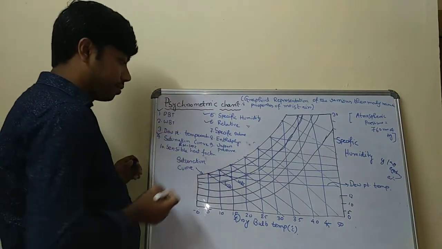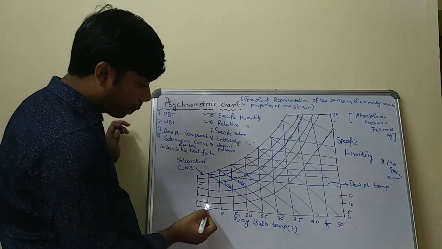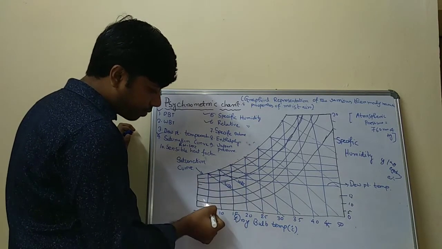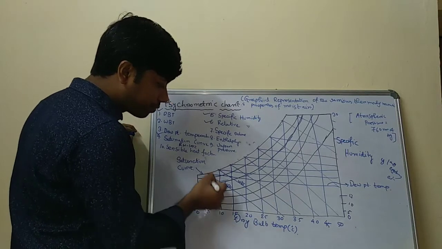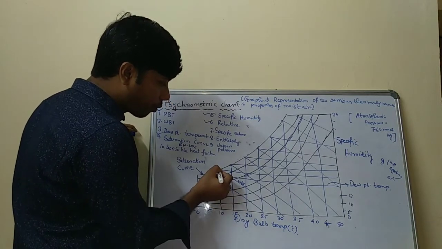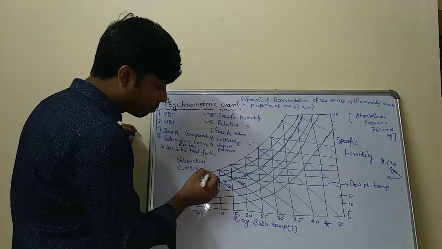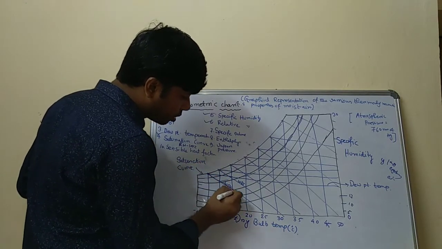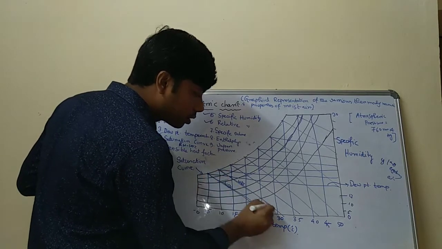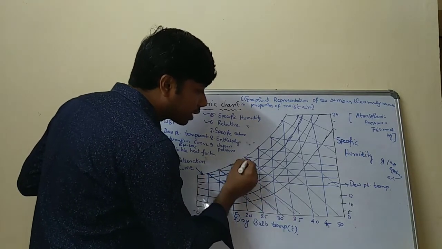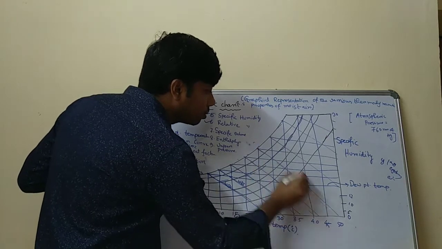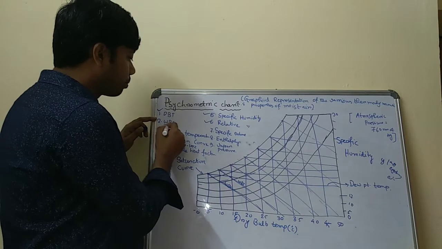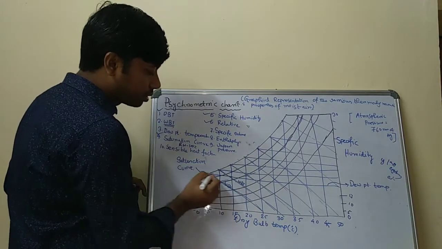Now, what is dry bulb and where is wet bulb temperature? As you know, this is the dry bulb temperature, right? So 5, 10, 15, 20. These are the points that reach a particular saturation curve, this point. Now, if you draw a line this way, this line indicates your wet bulb temperature. This is your wet bulb temperature.